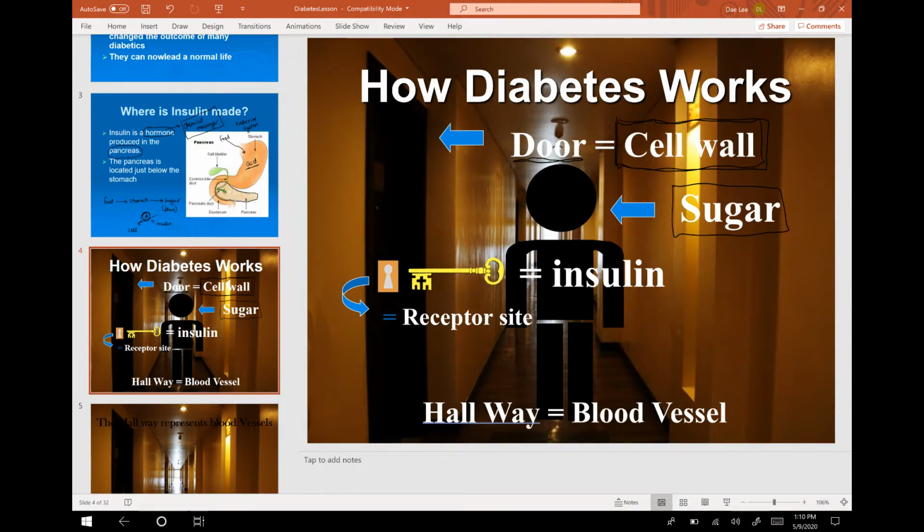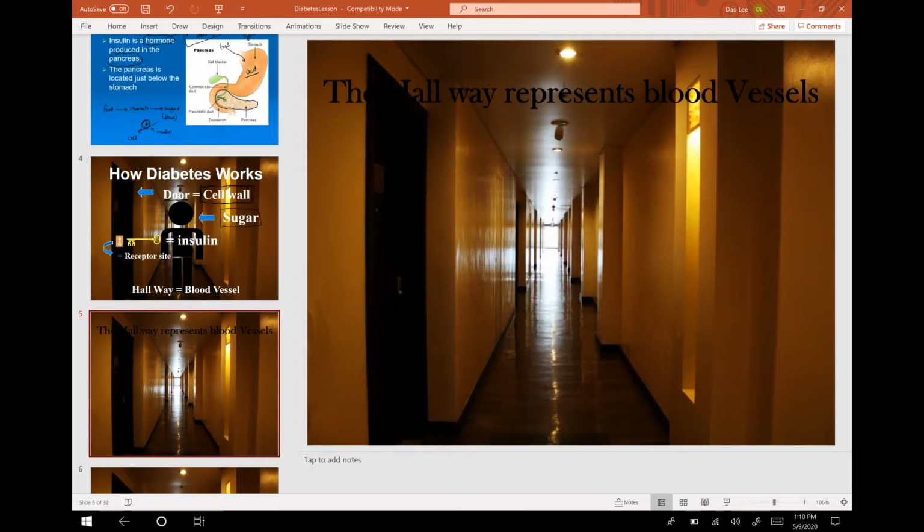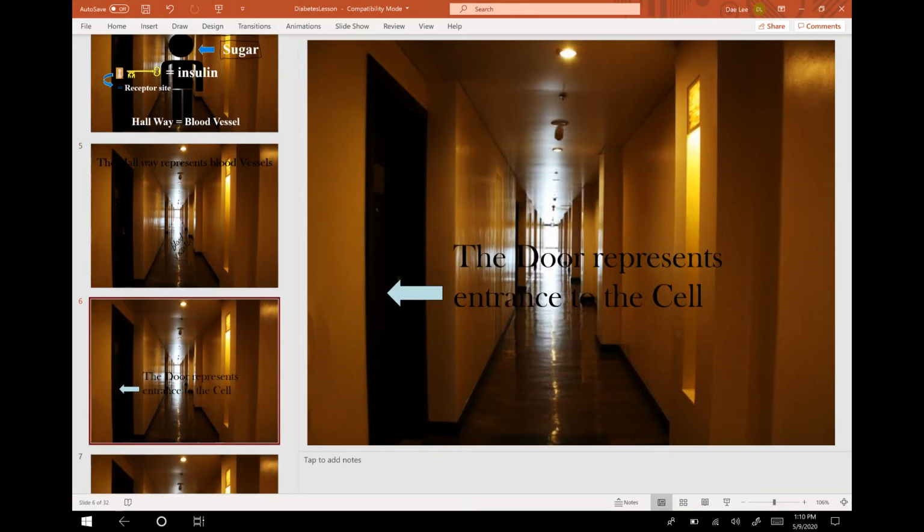We have a key, which is equal to insulin, and the key lock, which is the receptor site. We have the hallway, which is the blood vessel, and we have the door itself. Okay, so let's look at what each one of these represents. It's a little hard to read, but the hallway represents the blood vessel, okay? So all of this right here is the blood vessels. The door is the entrance to the cell.